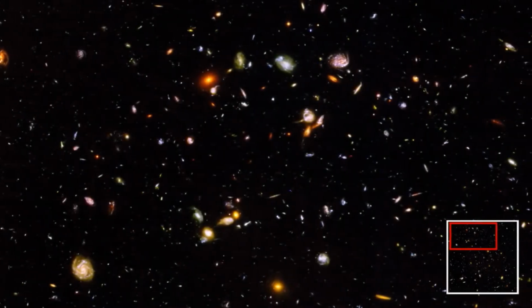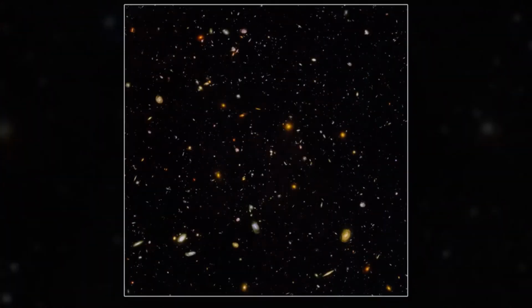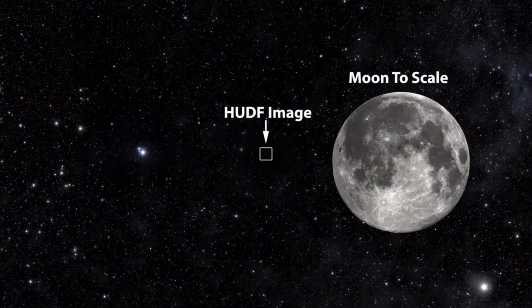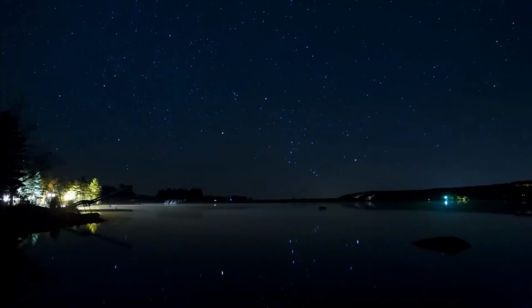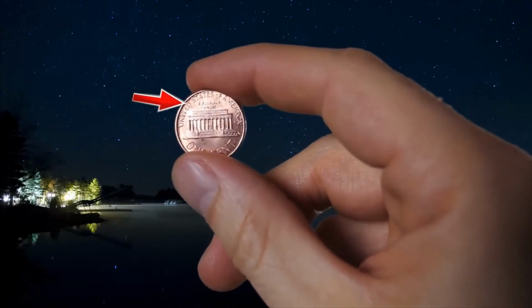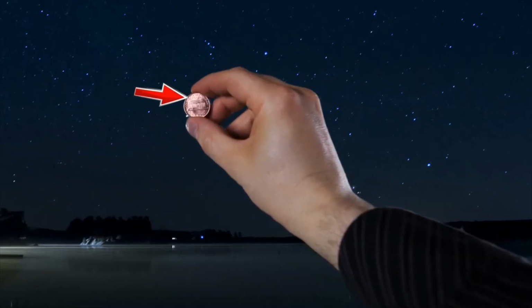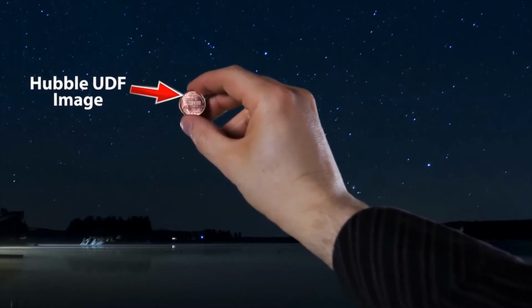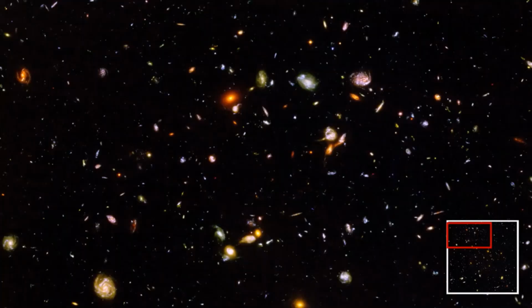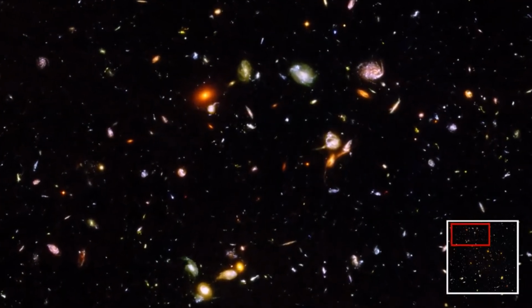Pretty cool, right? But you haven't heard the most amazing thing yet. This image is not the entire sky, far from it. This is only a tiny fraction of the sky, 1/13 millionth to be exact. Look at the size of the D on the front of an American penny, then hold the penny up to the sky at arm's length. The area of the sky that the Ultra Deep Field Image takes up is roughly contained entirely in that tiny D.